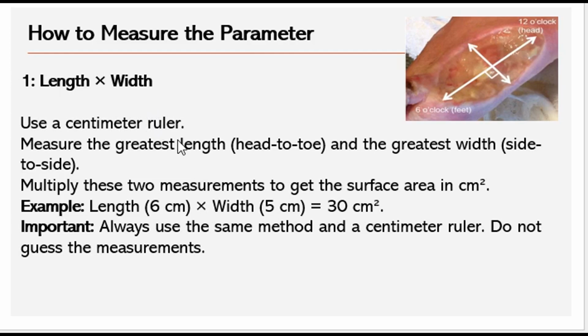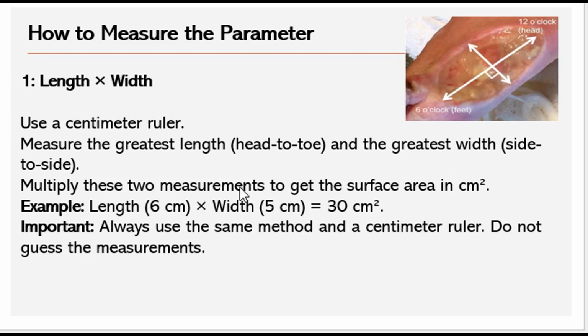Always use a measuring tool; we should not assume this much will be there. It should not be guessing. We have to use a centimeter ruler and hold it from here to here, and it should be marked how much is there. Measure the greatest length head to toe and the greatest width side to side, and multiply these two measurements to get the surface area in centimeters.